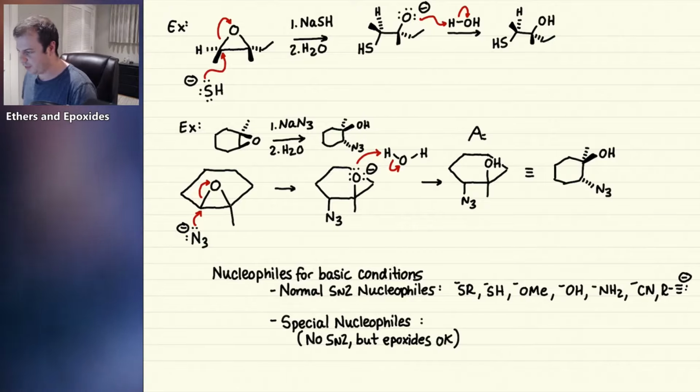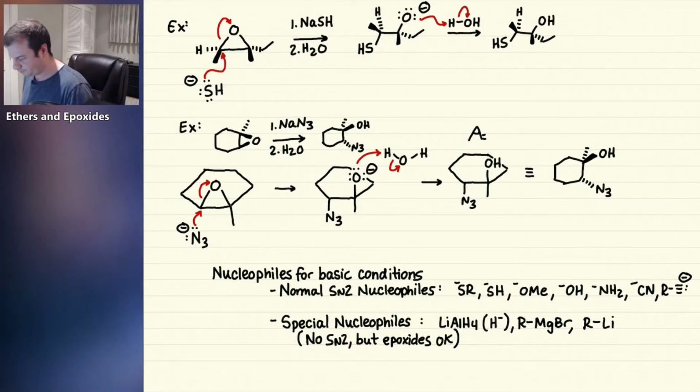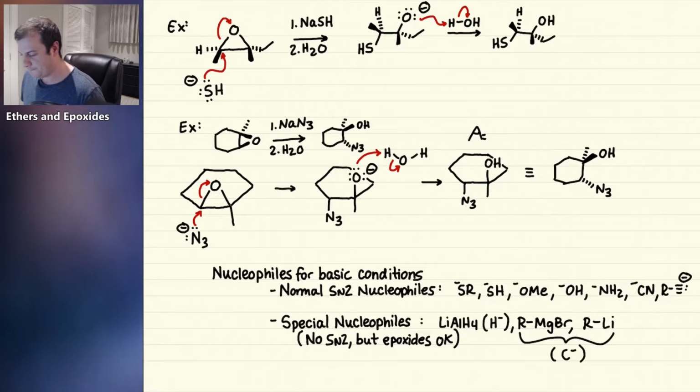And some special nucleophiles could be, for example, LiAlH4, which is a source of H-, or organometallics like Grignards and organolithiums. Of course, these two are going to be a source of C-. Okie dokie. So these are some wonderful nucleophiles. Well, let's go on and talk about acidic conditions. So now you pretty much know what you need to know about basic conditions.